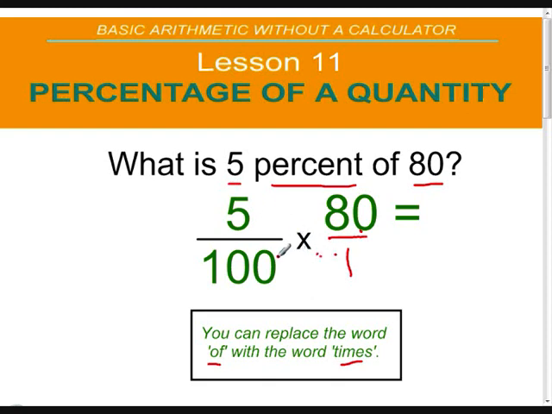But here, I can see another way of canceling down. There is a number that can be divided into both the top and the bottom, and that number is 20. So I'm going to divide the 80 by 20, and that's going to give me 4. I'm going to divide the 100 by 20, and that's going to give us 5. So now I can do that multiplication, and it's going to be a bit easier. 5 times 4 is simply 20.